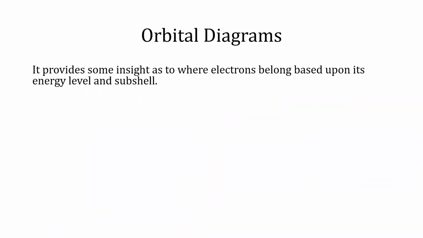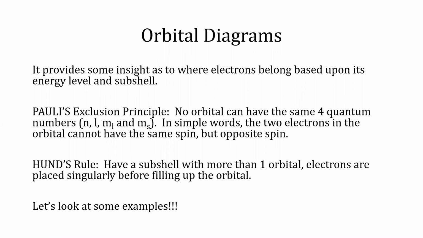Orbital diagram provides some insight as to where electrons belong based upon its energy level and subshell. Pauli exclusion principle states that no two electrons can have the same 4 quantum numbers. In simple words, the 2 electrons in the orbital cannot have the same spin, but of opposite spin, 1 arrow up and 1 arrow down.